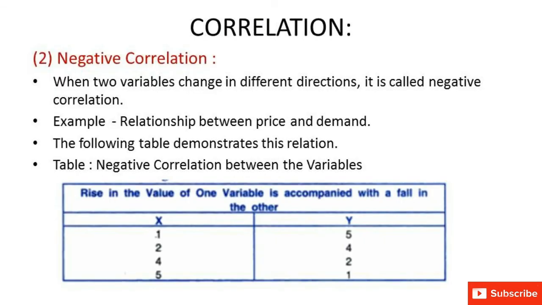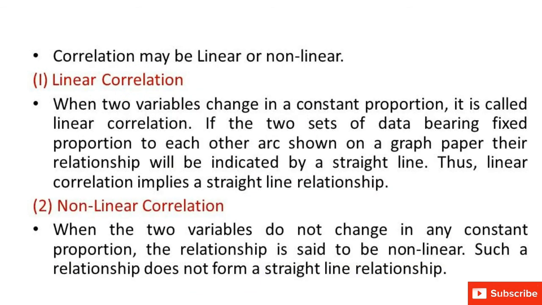Negative correlation: when the two variables change in different directions. For example, the relationship between price and demand. Both the price and the demand are inversely proportional to each other. If one increases then the other decreases, and if one decreases then the other increases. So they show an inverse relationship.